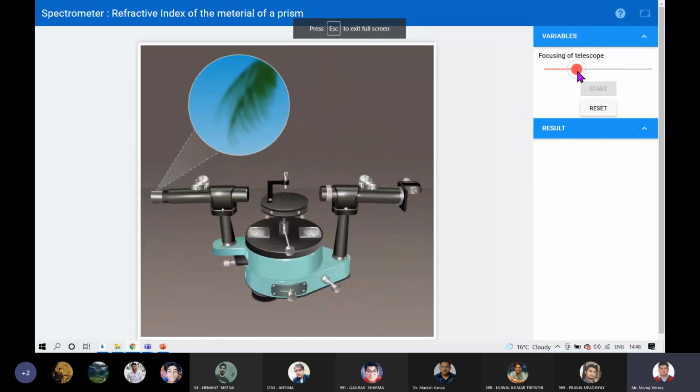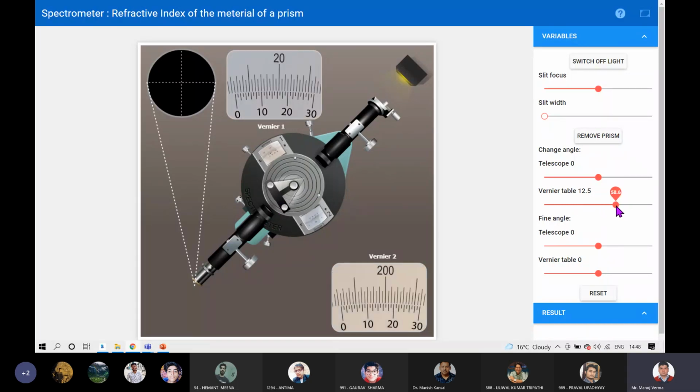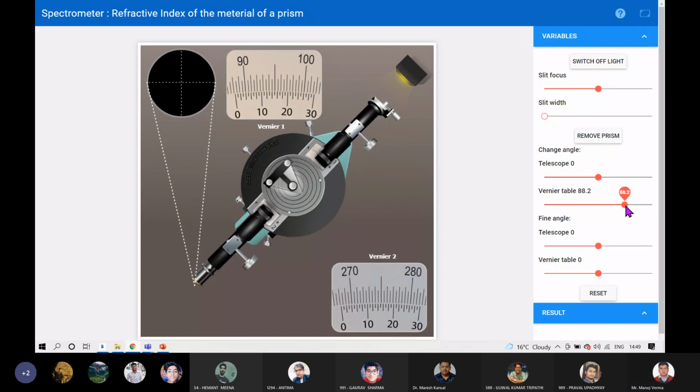I will focus this telescope. I will switch on the light. I will focus the slit, and the slit width is fine. I will place the prism. Now I have to rotate this vernier table or prism table to a particular angle. Let's say I am moving it to this angle.